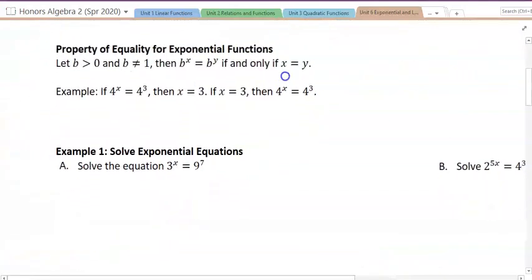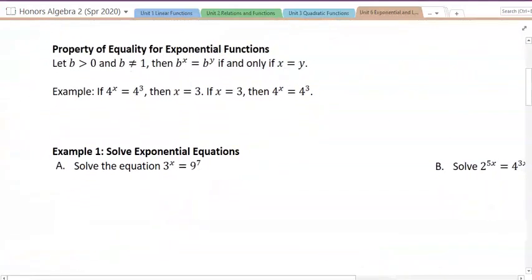So the first property we're going to look at is the property of equality for exponential functions. And this property says this. Now remember that exponential functions, the b value, the base, has to be greater than 0 and can't be 1. And so you're going to see that in both of these properties that we look at today. But if I have that b to the x is equal to b to the y, then the exponents must be equal. The x has to equal the y.